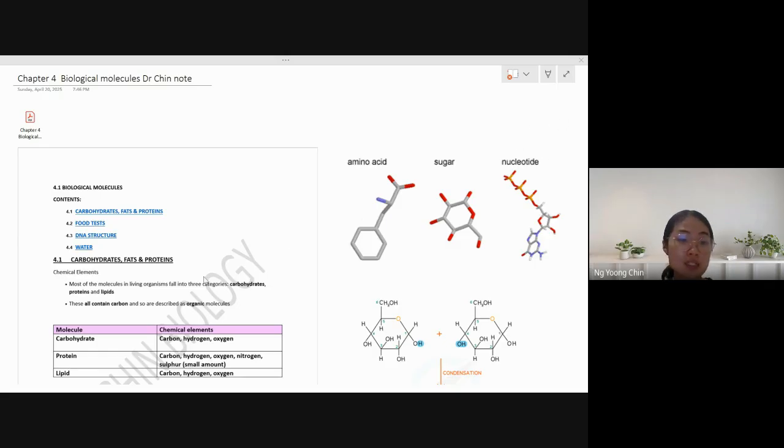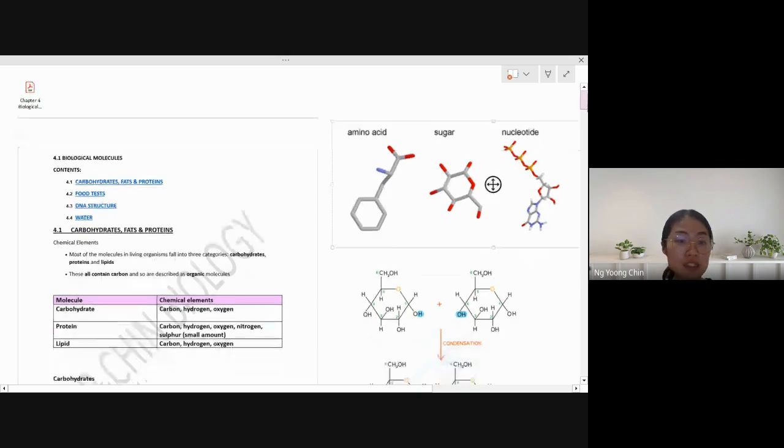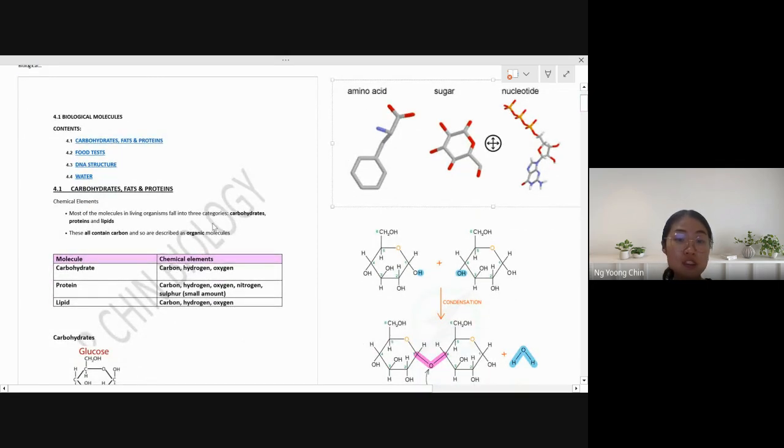So what is meant by biological molecule is that most of the molecules in living organisms fall into 3 categories, which are these, okay? And all of the biological molecules contain carbon. So they are also described as organic molecules, because we learn about organic molecules and also inorganic molecules. In Chinese, they name it as 有机. Okay, inorganic molecule means 无机. So the reason they are called organic molecules is because they contain these carbons.